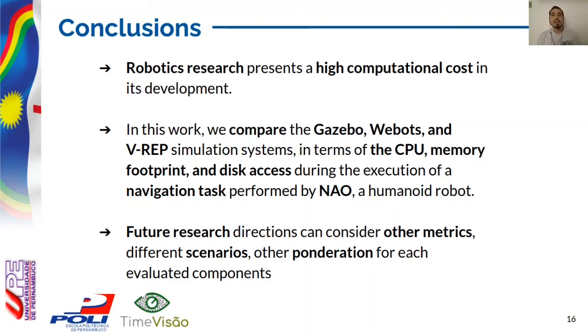Future research directions can consider other metrics like time, different physics engines, or other simulators. Additionally, different scenarios or tasks can be considered where other aspects are involved, like path planning, inverse kinematics, and collision avoidance. Moreover, for a fair comparison, different weights between each evaluated component can be considered, and qualitative aspects can also be included.